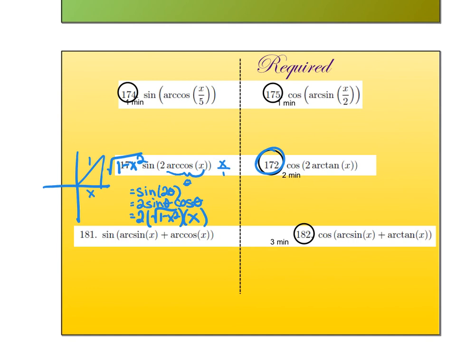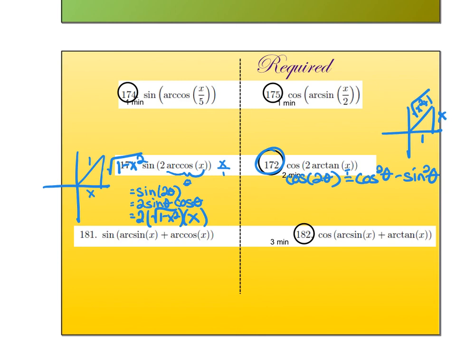Cosine of 2 arc tan x. 2 arc tan x represents a theta, so that's the same as cosine 2 theta. There are 3 identities for the double angle for cosine. I think I've said more than once that my favorite is this one, cosine squared theta minus sine squared theta. So I'm going to build the triangle. Once again, we've got x/1. Tangent is opposite over adjacent. If you did the Pythagorean theorem, you get the square root of x squared plus 1 as the hypotenuse.